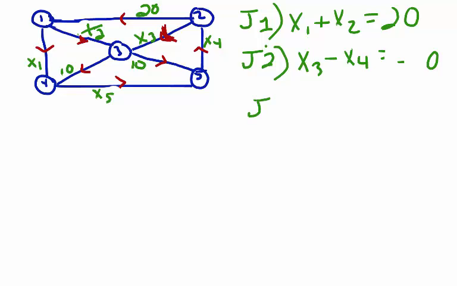Looking at junction 3, we have x2 plus x3 equals 20, where x2 and x3 are both flowing into junction 3, and our two branches flowing outward sum to 20.